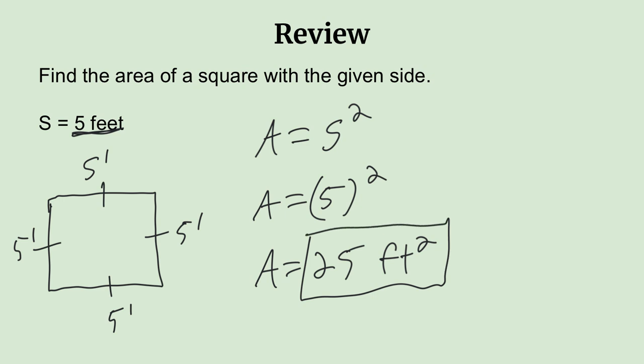On formative, start doing it like this. The square feet, or writing it out, usually isn't in the key. So you can just do feet to the second power.